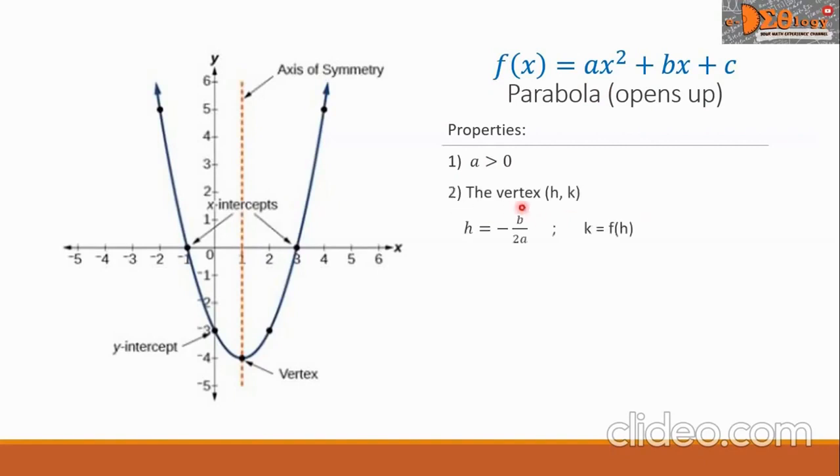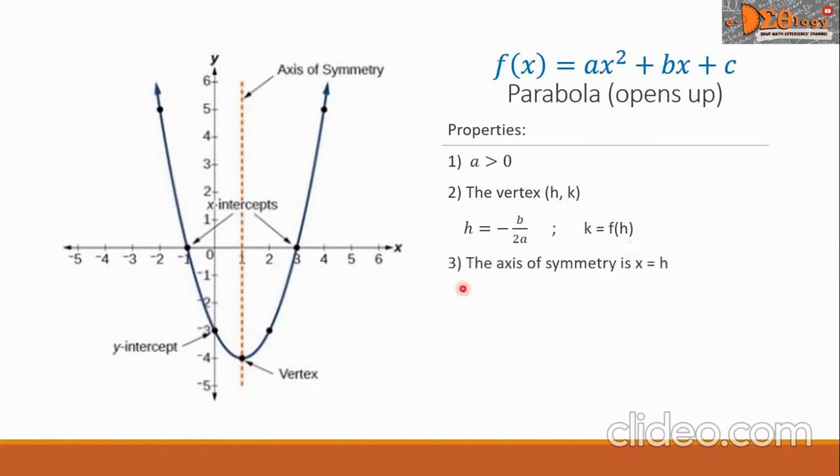Property number 2 is the vertex. This is the vertex, the lowest point of the parabola that opens upward. And the ordered pair of the vertex is (h, k). The formula for h equals negative b over 2a. Take note, the b here is the coefficient of x, while the a is the coefficient of the x squared. And the k value equals f(h).